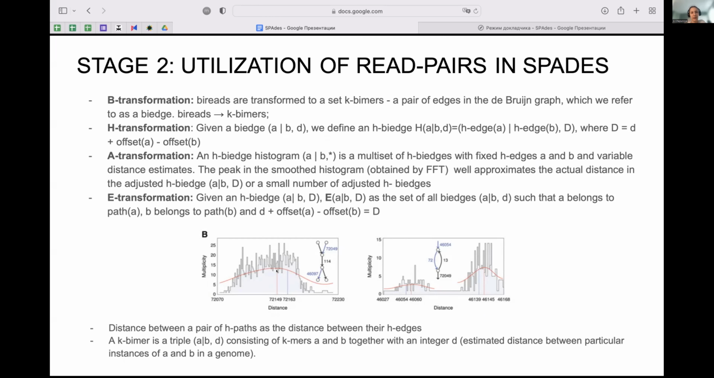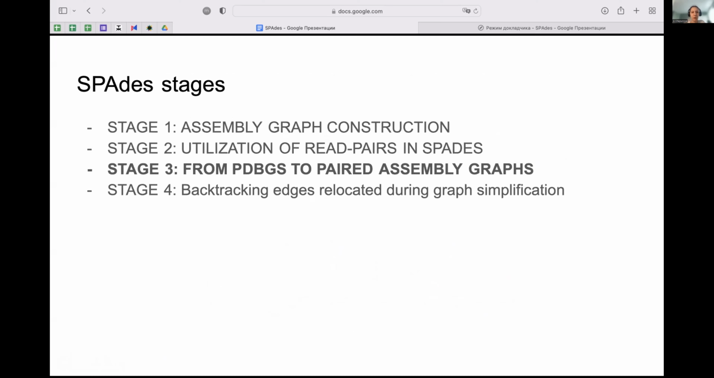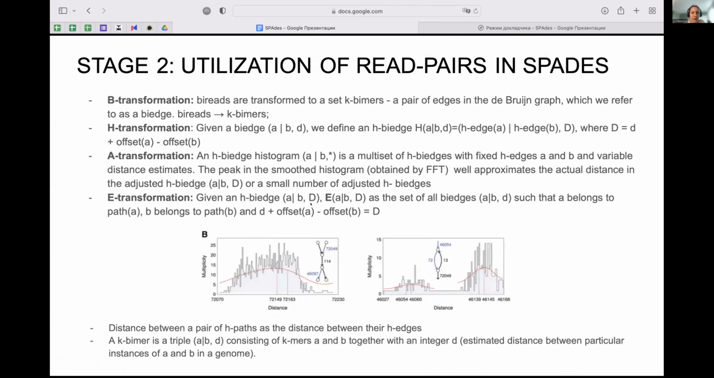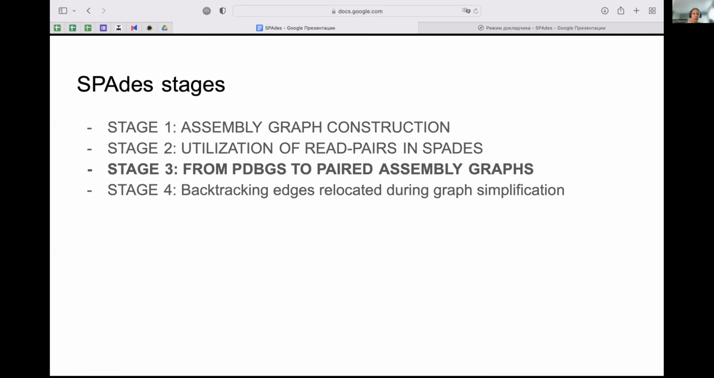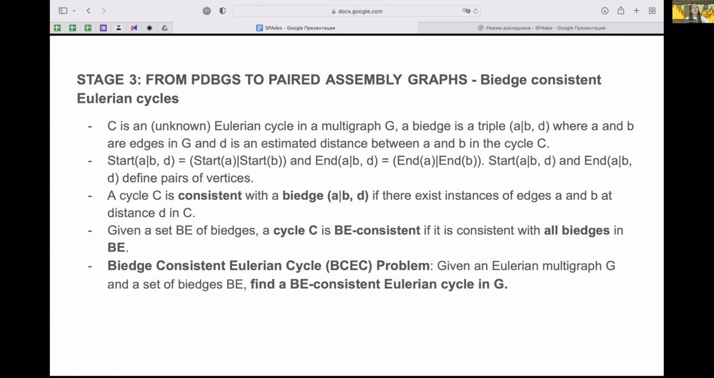And the E transformation does the following. Oh, I'm sorry. Given H path (A, B, D), we split this H path into the set of bi-edges such that A belongs to path A and B belongs to path B, and D plus offset A and offset B is D. So basically we choose the D that is more probable, and we only leave such edges that belong to the paths that have more probable distance. So the next stage is stage 3, and my colleague is going to present it to you.